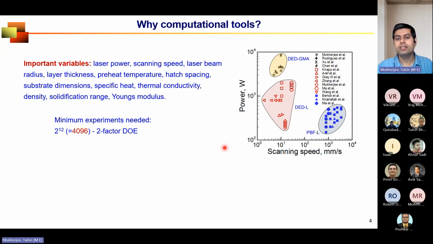And if you take just two variables, laser power and scanning speed, depending on which process you are selecting, they vary significantly for the same material. Please see, these are plotted in the logarithmic scale. So we are talking about not only a huge amount of experiments to understand the effect of processing condition and material properties on the final microstructure and property of the part, but also we need to cover a huge process window.